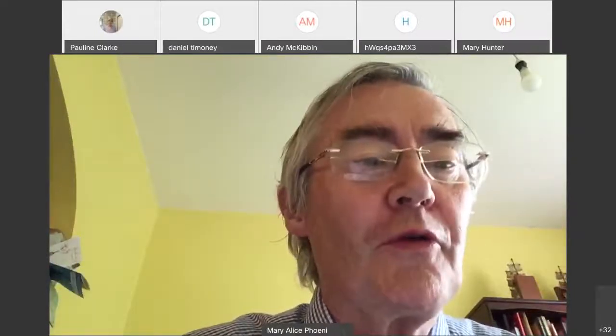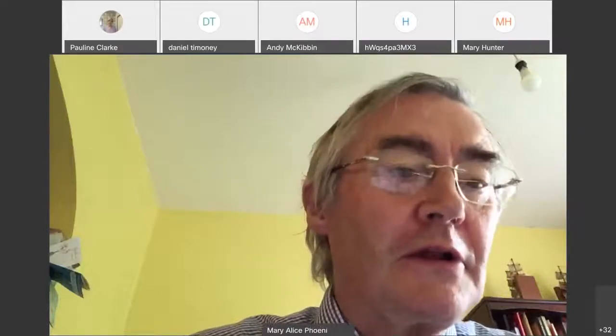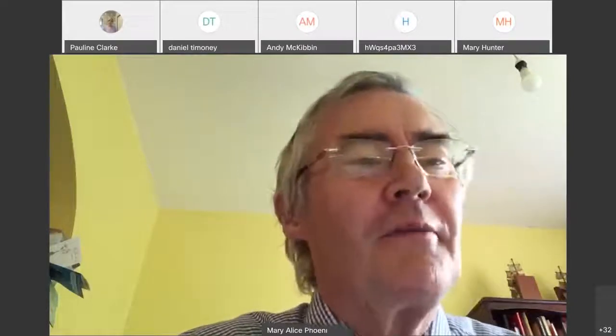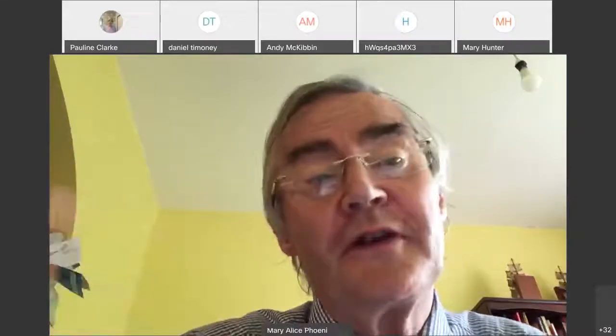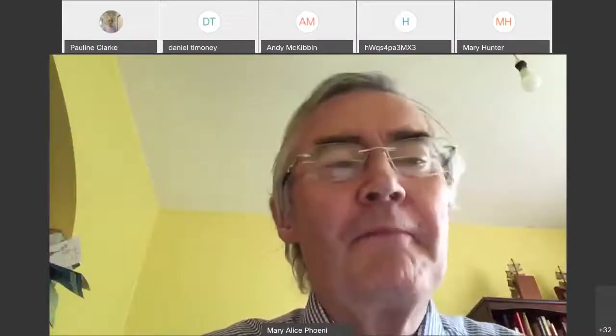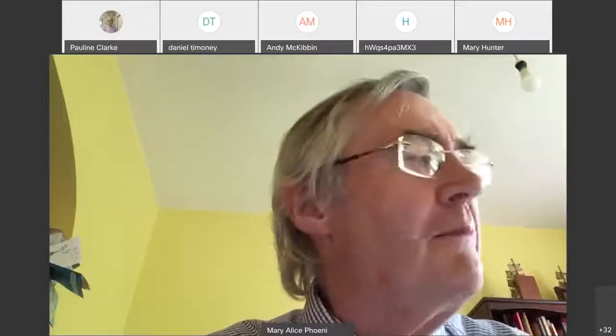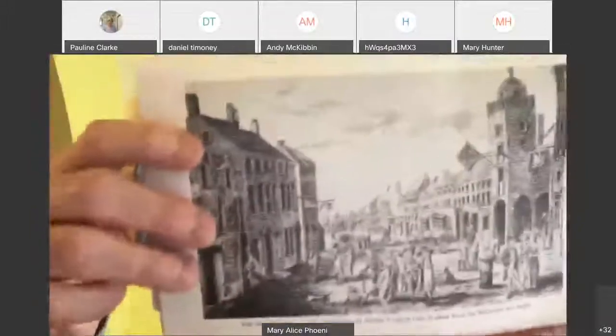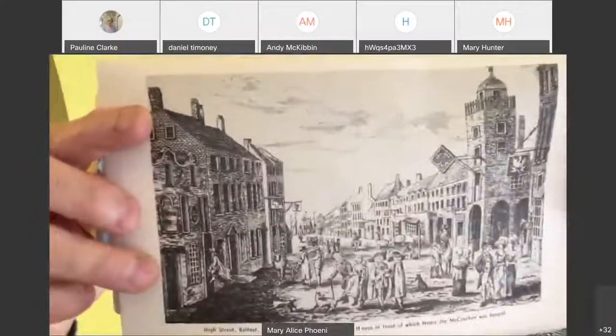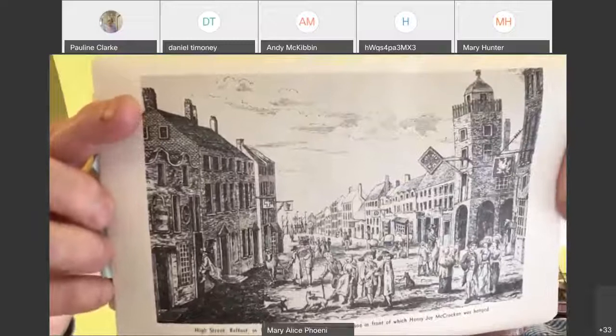not only the capital of Northern Ireland, the industrial capital of Ireland from the 19th century on, but a city that has shaped Irish history and indeed British imperial history in so many ways. So you all know Belfast, but just to remind you of the kind of town we're talking about, hopefully I've got it here. This is the High Street in Belfast, about 1780.